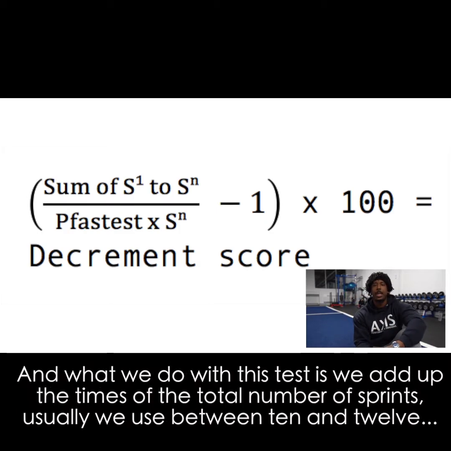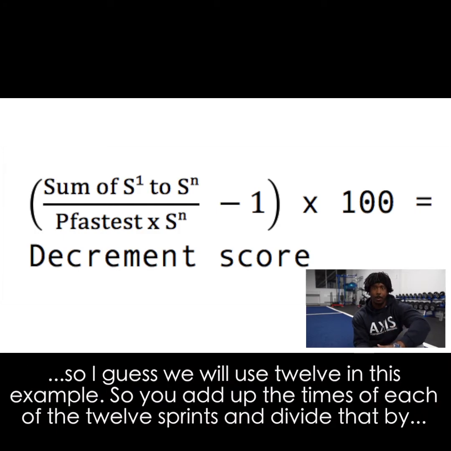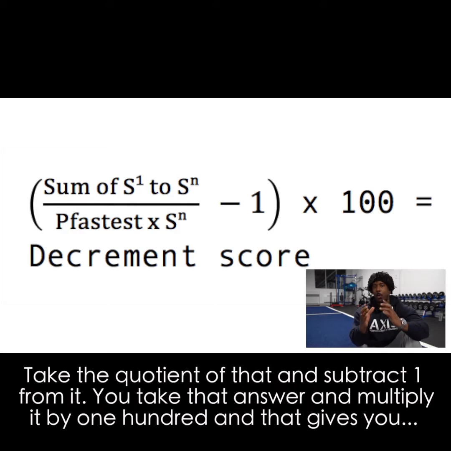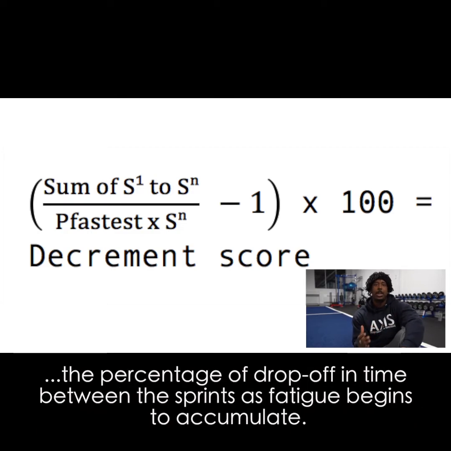And what we do with this test is we add up the times of the total number of sprints. Usually we use between 10 and 12, so I guess we'll use 12 in this example. So you add up the times of each of the 12 sprints, you divide that by the fastest time multiplied by 12. All right, you take the quotient of that and you subtract 1 from it. And you take that answer and you multiply it by 100, and that gives you the percentage of drop-off in time between the sprints as fatigue begins to accumulate.